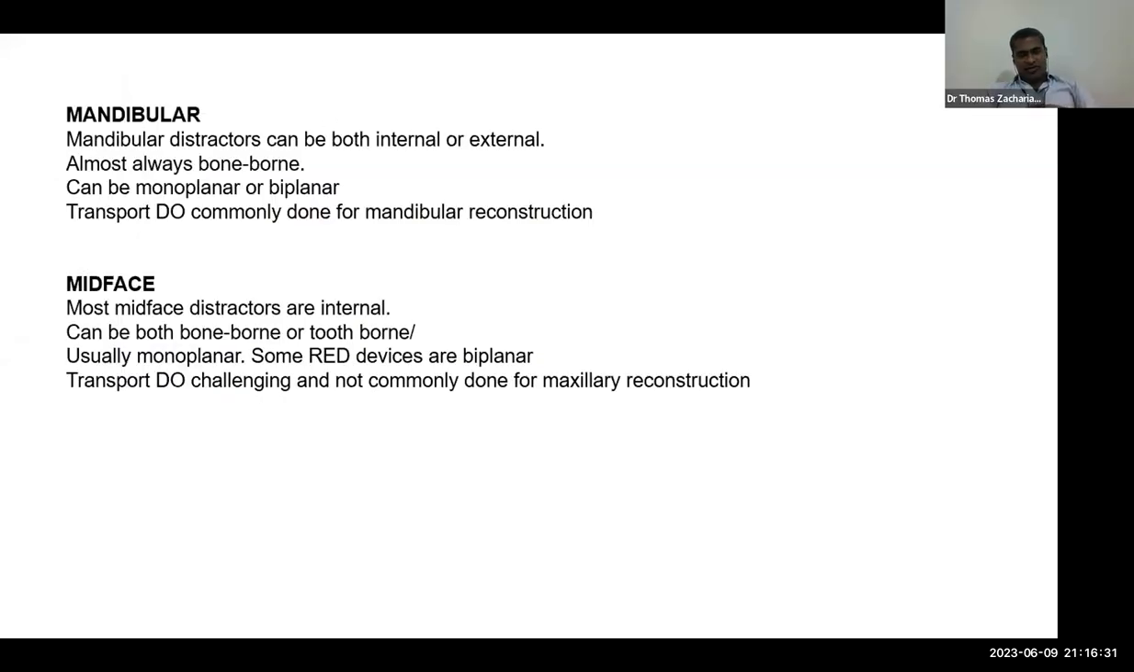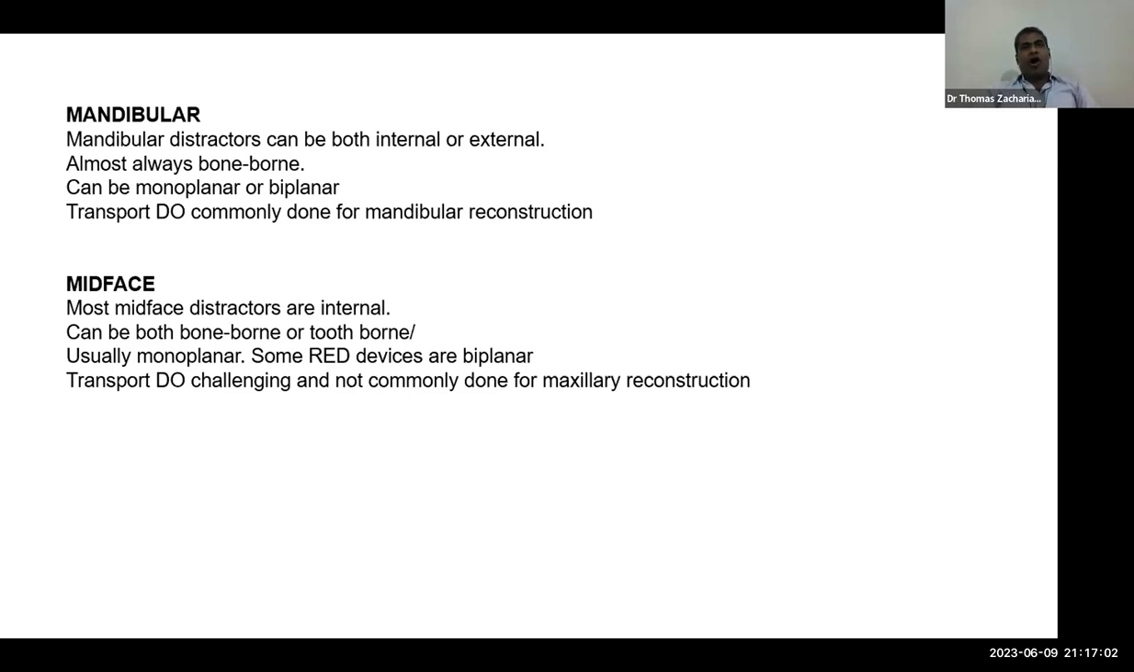Okay. You're absolutely correct. There are so many overlapping features in distraction. The concept is the same, whether it's maxilla or mandible. It is just the devices and techniques that are different. So there are a lot of overlapping areas between both mandibular and maxillary distraction. You cannot really say versus; like you correctly said, there is no versus.